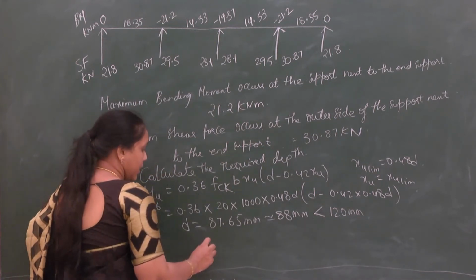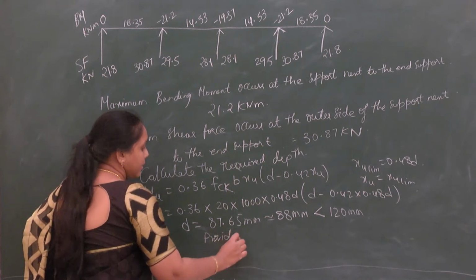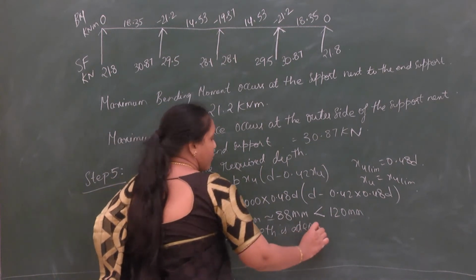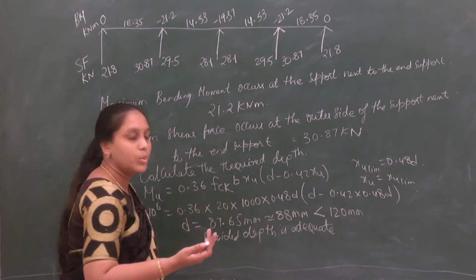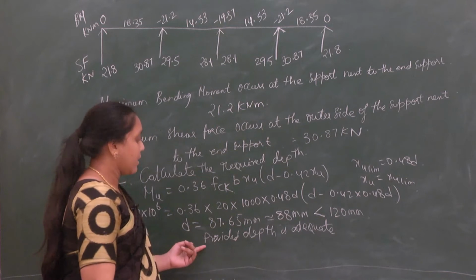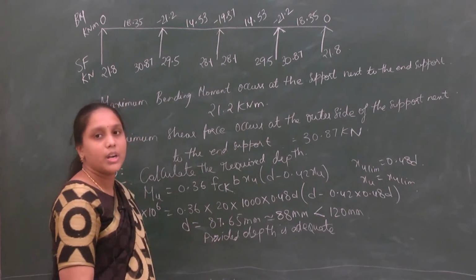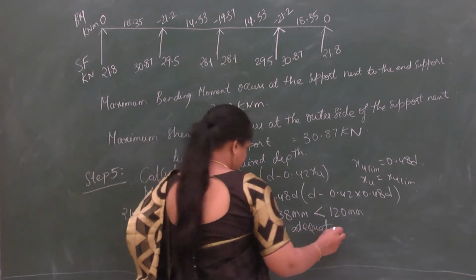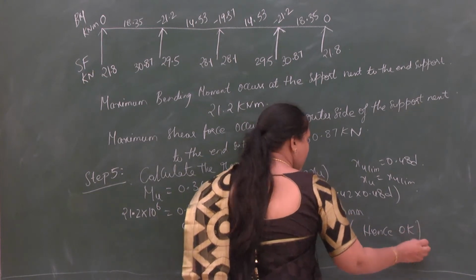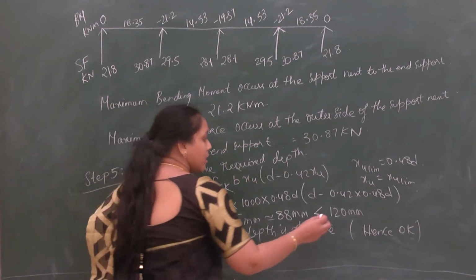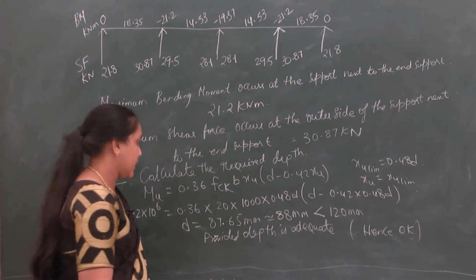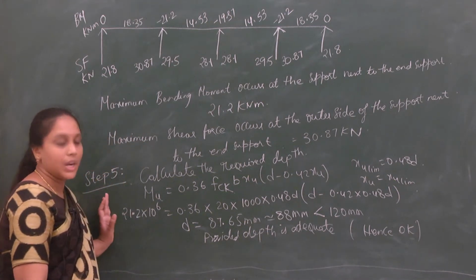That is, the provided depth is adequate. So we have provided more depth than is required for carrying the particular bending moment. So for that reason, the design which we have done till now is okay. So the provided depth is adequate, hence okay. So in the further calculations we are going to use this particular depth of 120 mm and do the remaining calculations.